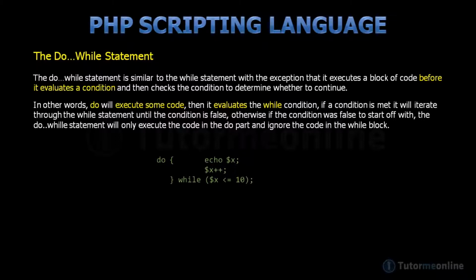So here we can illustrate just how it looks. You'll see that the do starts with an opening curly brace. It then executes some code. This is regardless of any condition. After the last curly brace, you'll see that you have the while statement. This is then where it evaluates a condition. If this condition evaluates to true, it will then go back up to the top of the do statement, execute the block of code, then it will check the while statement again, and continue this until the while statement evaluates to false. If, however, the while statement starts off evaluating as false, it will only execute the block of code in the do statement and ignore the rest.